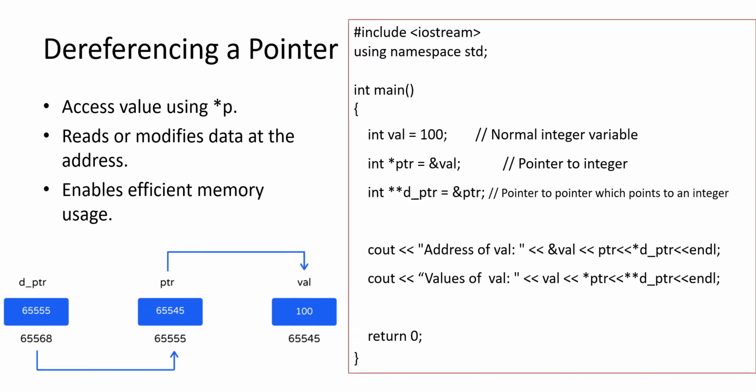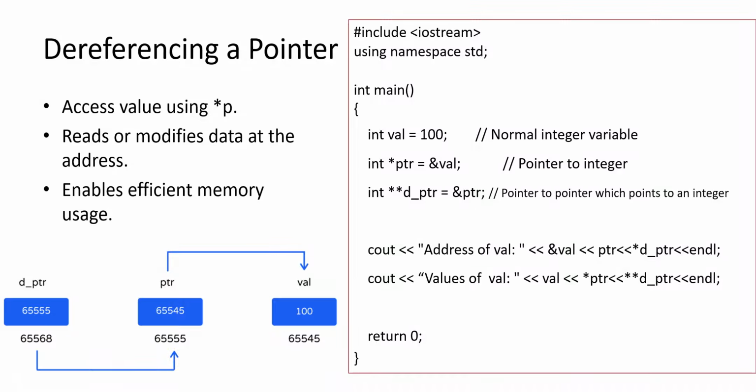Now let us understand pointer to pointer. First, int val = 100, a normal variable is created. Next, int *ptr = &val. Here the pointer stores the address of val. Next, int **d_ptr = &ptr. This is important. d_ptr stores the address of ptr. ptr stores the address of val. val stores the value 100. So the chain is d_ptr, then ptr, then val, then 100.